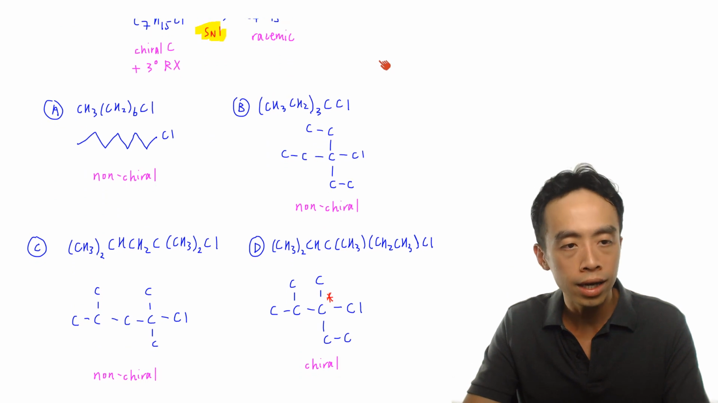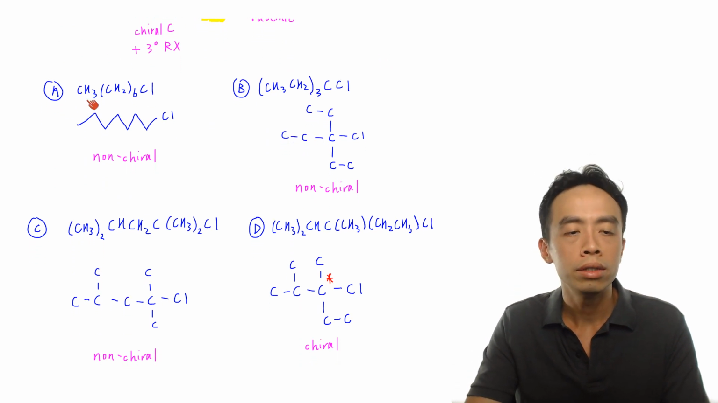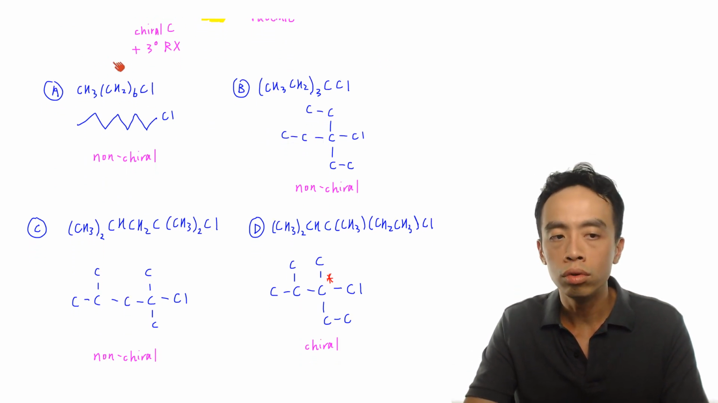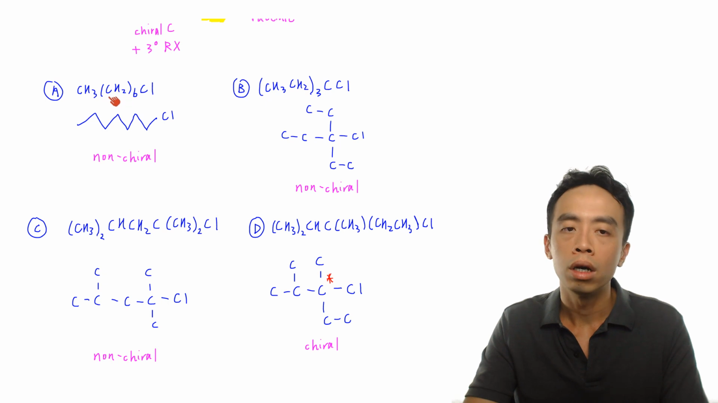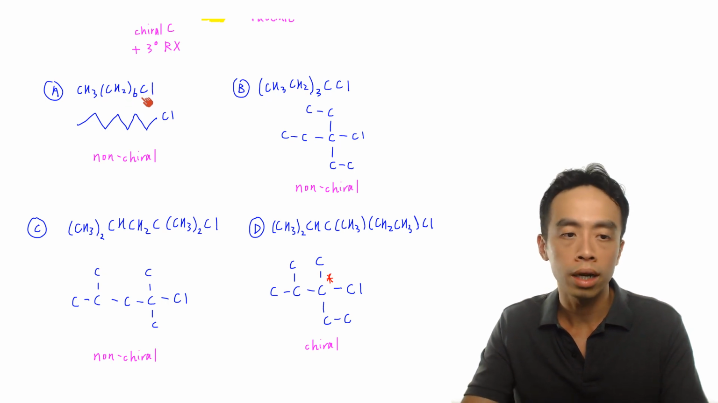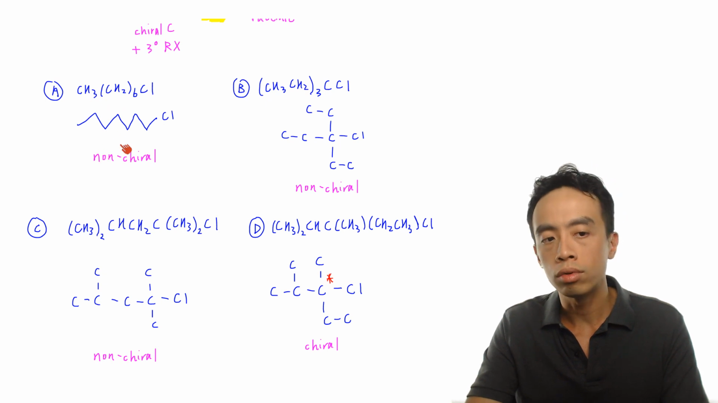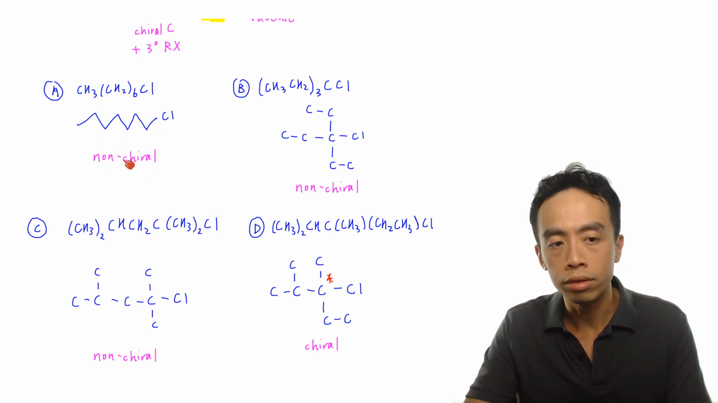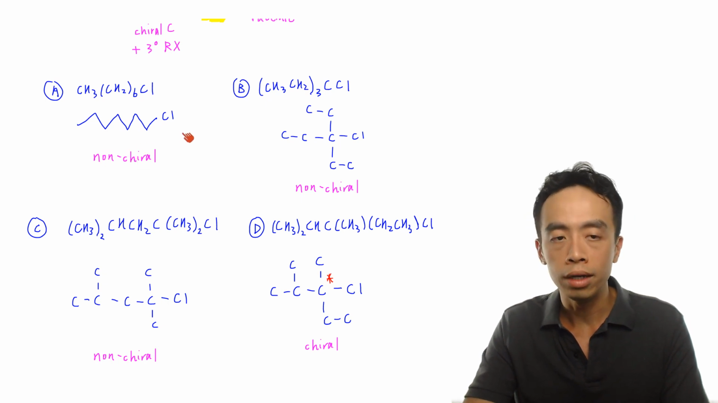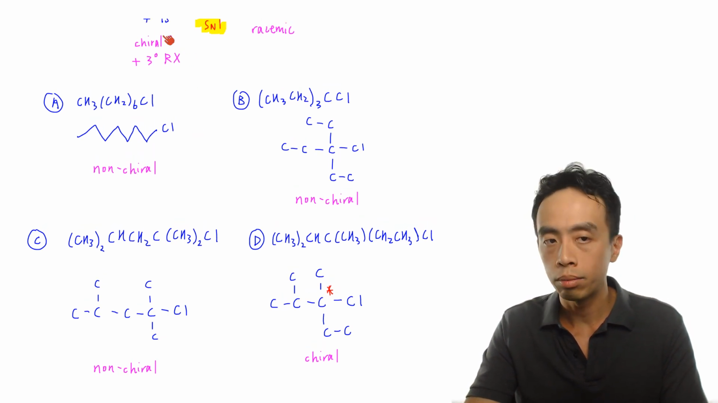Now option A. Option A is CH3 bracket CH2 bracket 6 Cl. So this CH2 bracket 6 is interpreted as a straight chain, CH2 6 times. So it will be something like this, CH3, CH2, CH2, CH2, CH2, CH2, CH2, Cl. Of course, this guy is non-chiral, so therefore A would be eliminated. Remember, what we want is a chiral carbon.